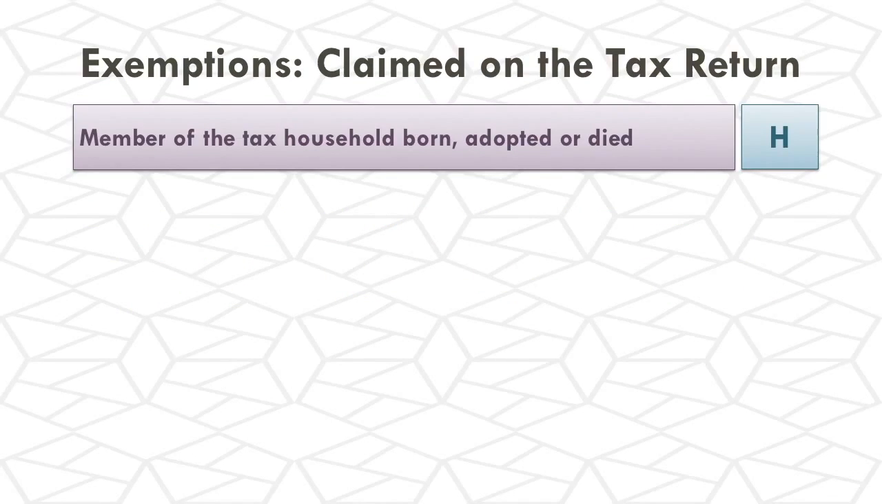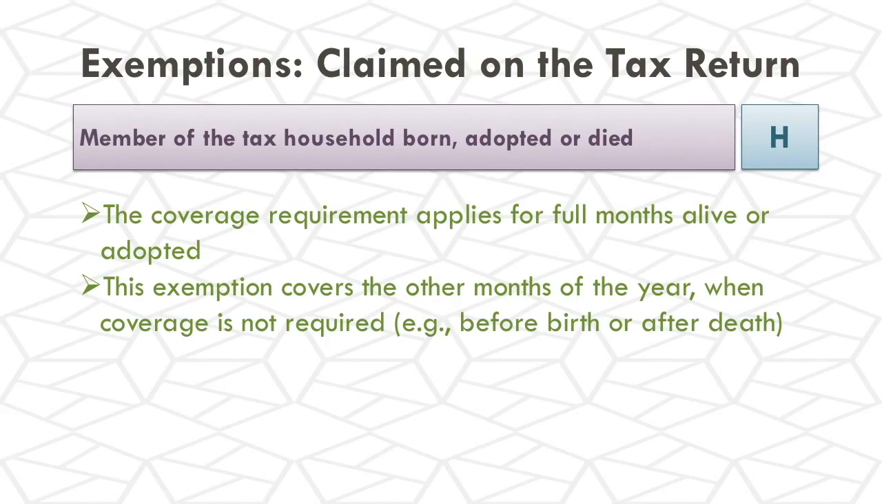And finally, we have this member of tax household born, adopted, or died during the year exemption. You can use code H for this. The coverage requirement applies for full months alive or adopted. So what this exemption does is this covers the other months of the year when coverage was not required. So for example, before birth or after death. So if a taxpayer passed away in November of the tax year, then they were not required to have coverage for November or December.